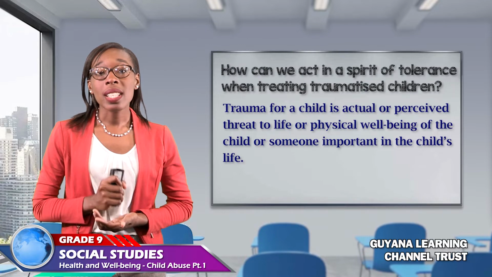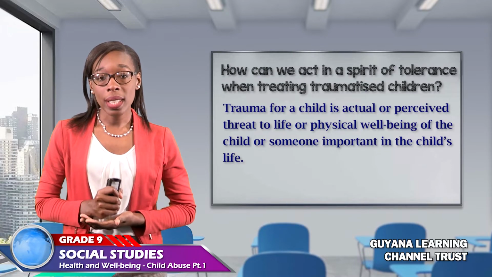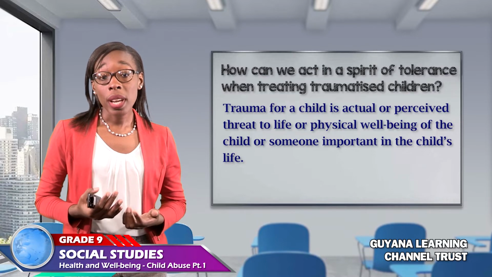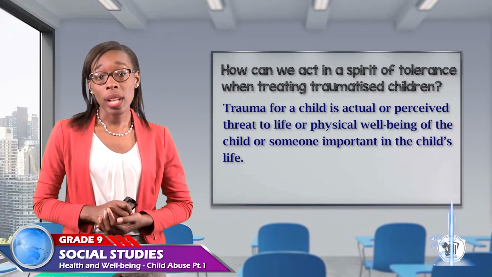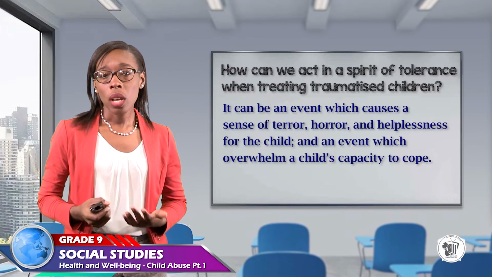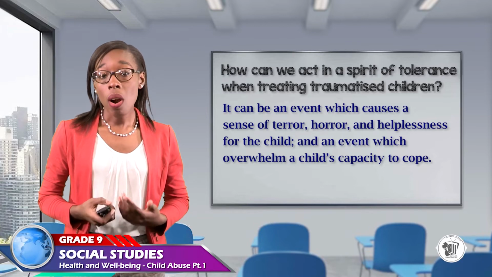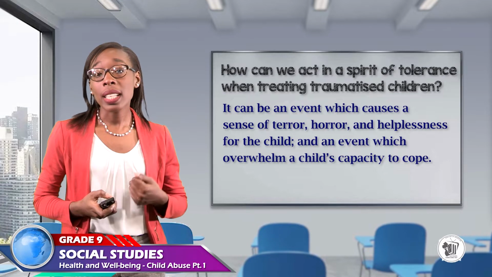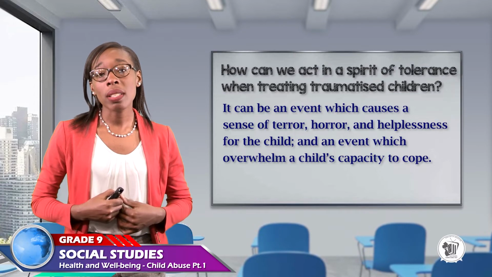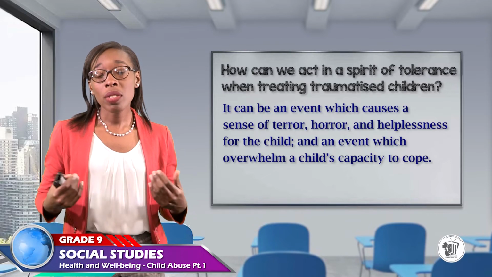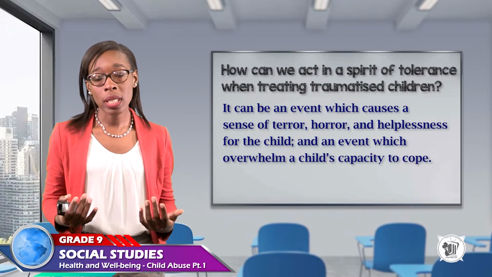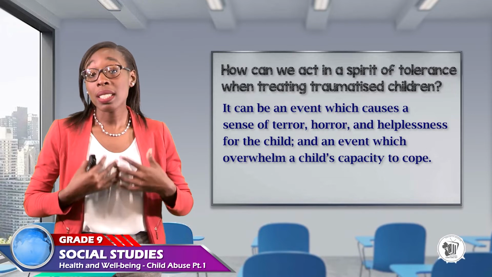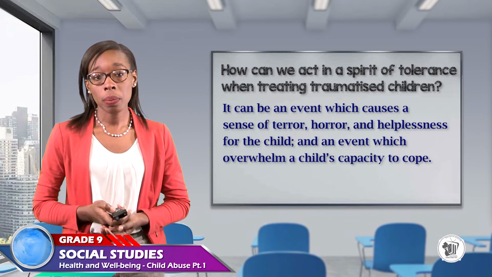Trauma for a child is actual or perceived threat to life or physical well-being of the child, or it can be the threat to someone important in the child's life. It can be an event which causes a sense of terror, horror, and helplessness for the child, and even an event which overwhelms a child's capacity to cope. We all have different capacities in our coping mechanism, and so it's quite important to recognize that at times we may feel overwhelmed, and it's the same thing that happens with a child.